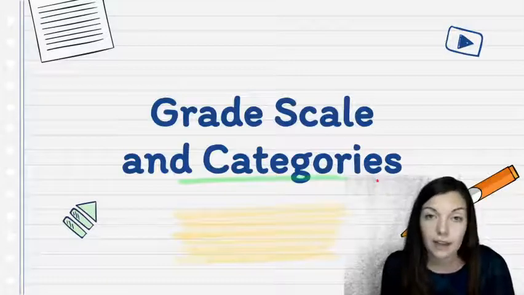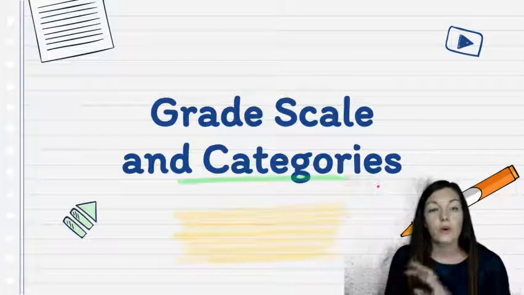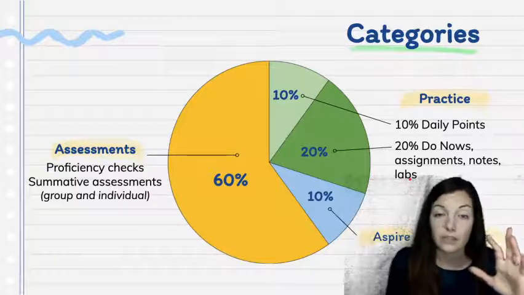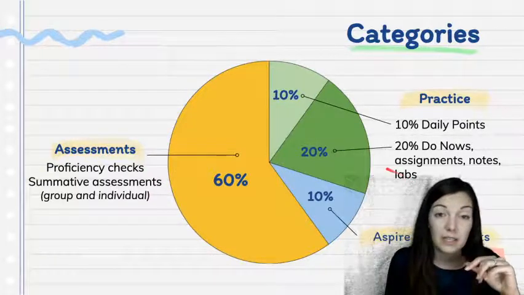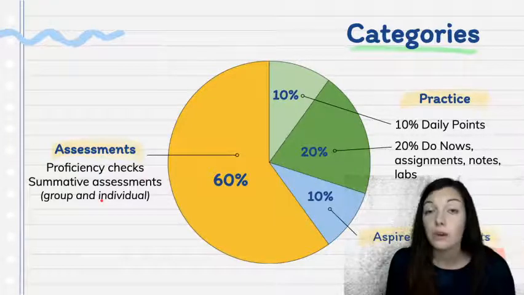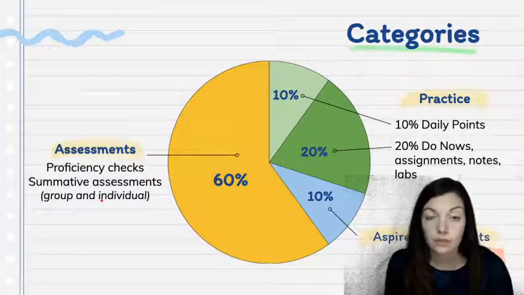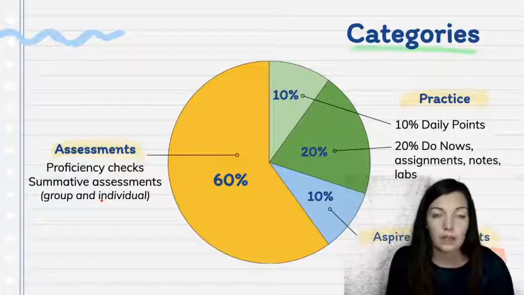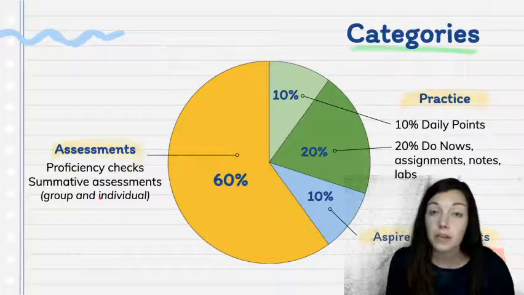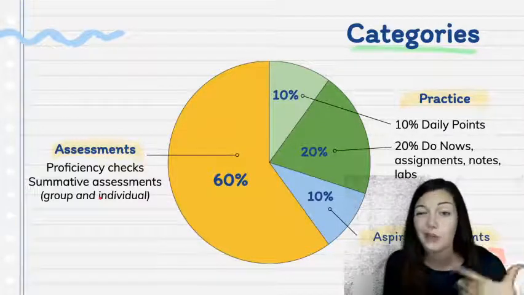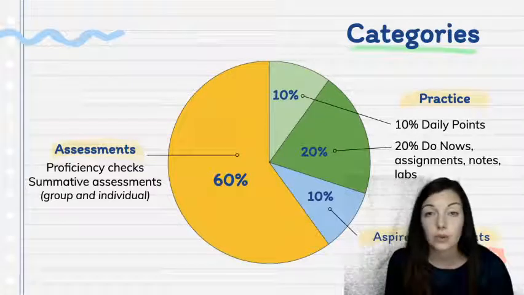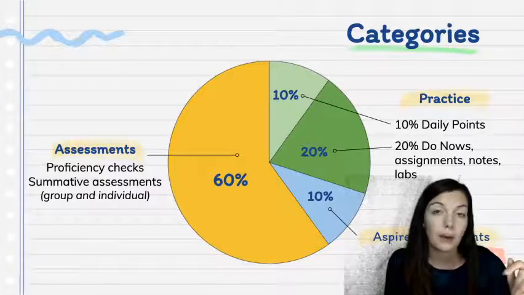Diving into grade scale and categories. We're going to start with a pie chart. Our pie chart is going to tell us specific categories. You can see by far the biggest portion of our gradebook is assessments. Those are where we see what you know after all the practice that we've done, so those are worth the biggest percent of your grade. Practice is worth 30% of your grade. Those are the majority of assignments; any educational videos, any notes, any labs will go into that practice category, as well as daily points, which we'll talk about later on.